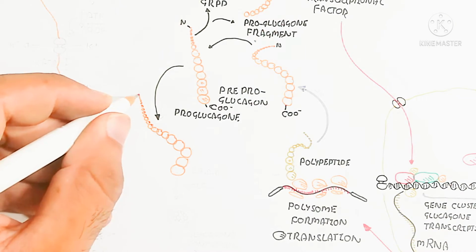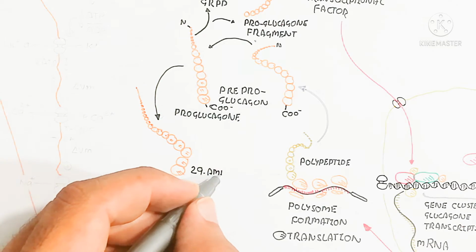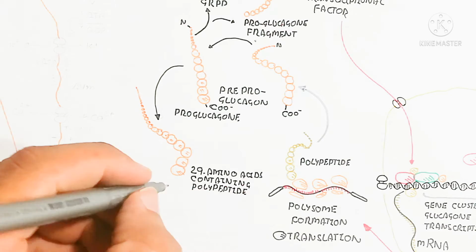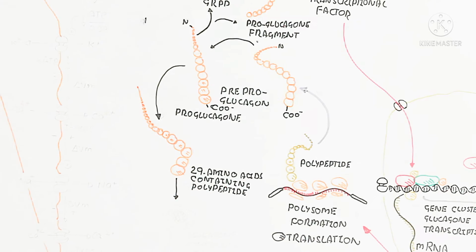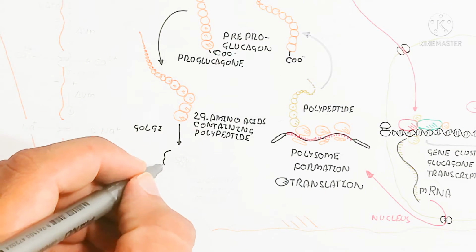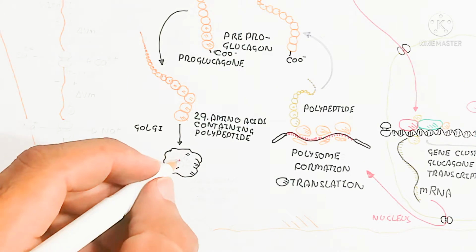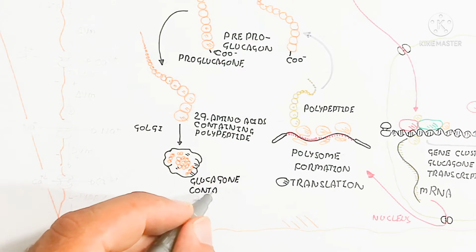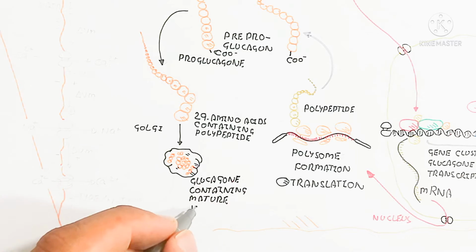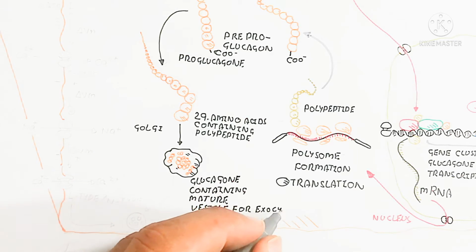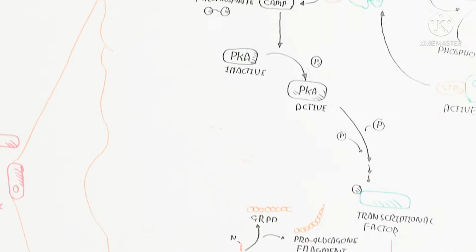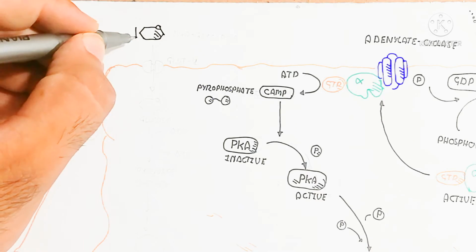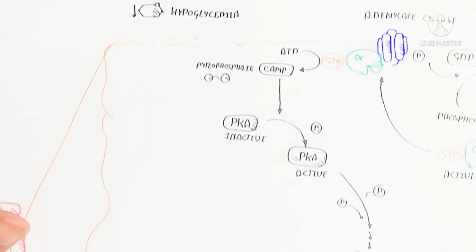On the other hand, the major fragment is known as the 29 amino acid polypeptide. This is the major peptide which goes into the Golgi, and from the Golgi the glucagon-containing mature vesicle for exocytosis will be formed. This mature vesicle containing glucagon requires a mechanism for exocytosis into the bloodstream. So this time we are understanding the mechanism for the release of the vesicle into the bloodstream. This exocytosis we will discuss first.